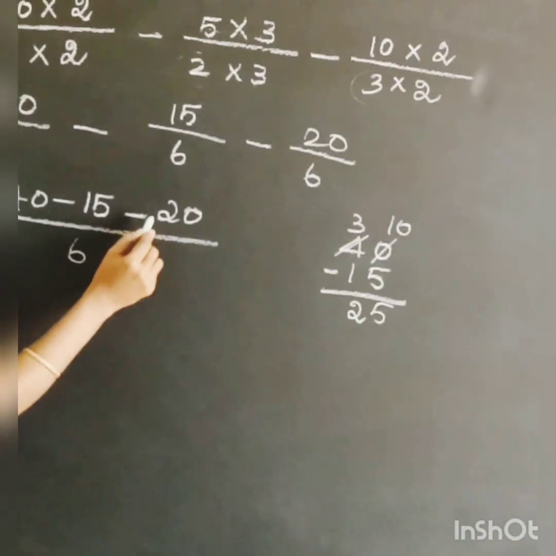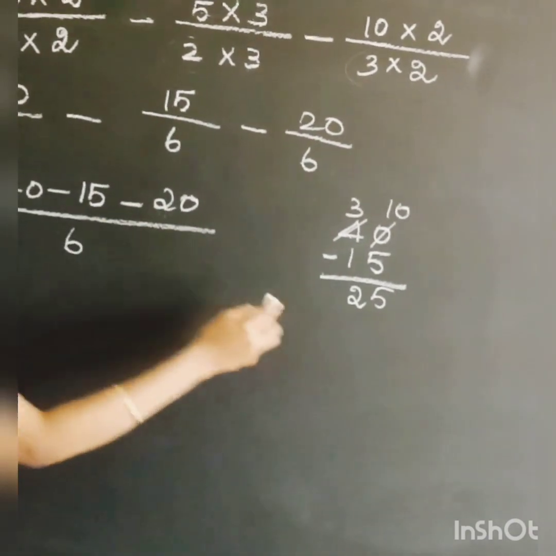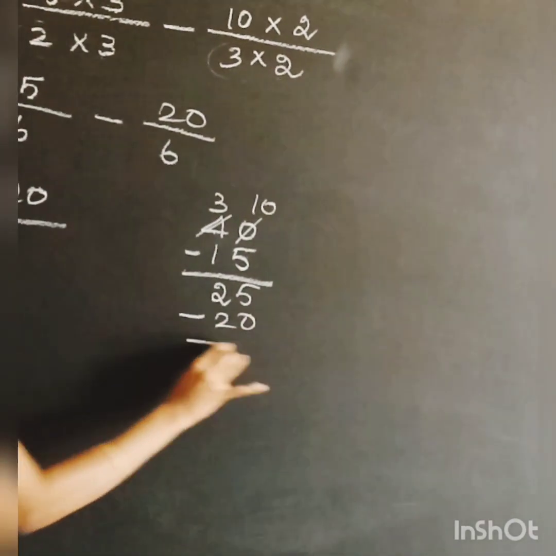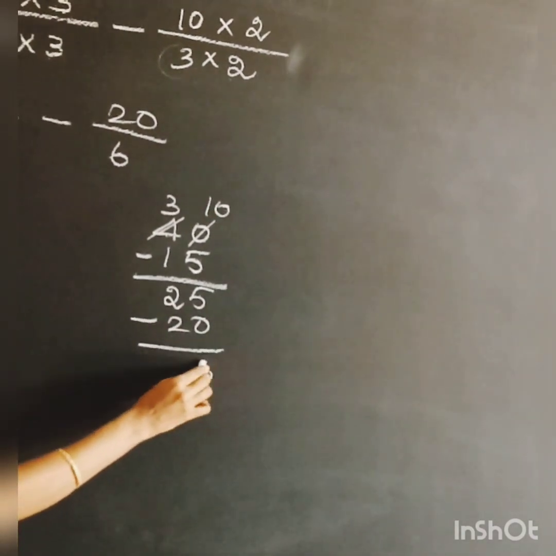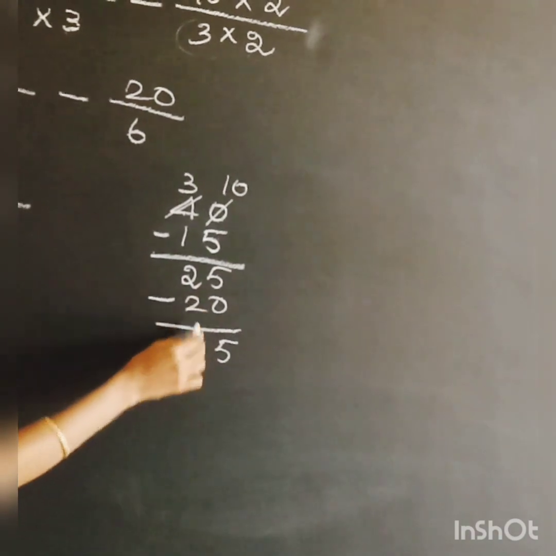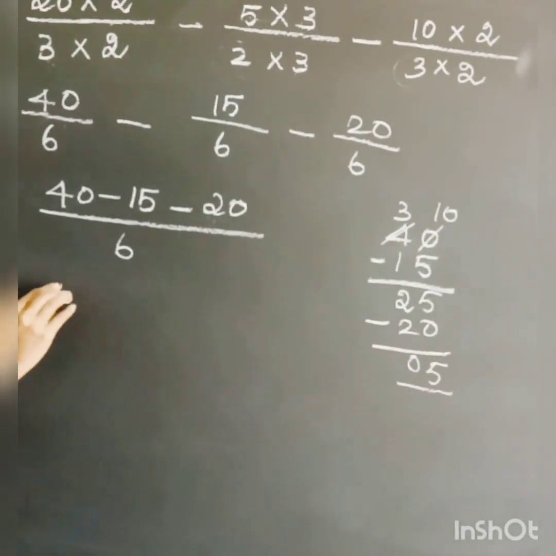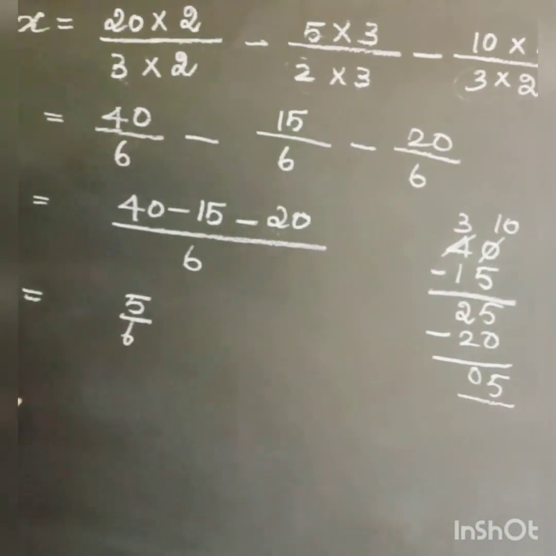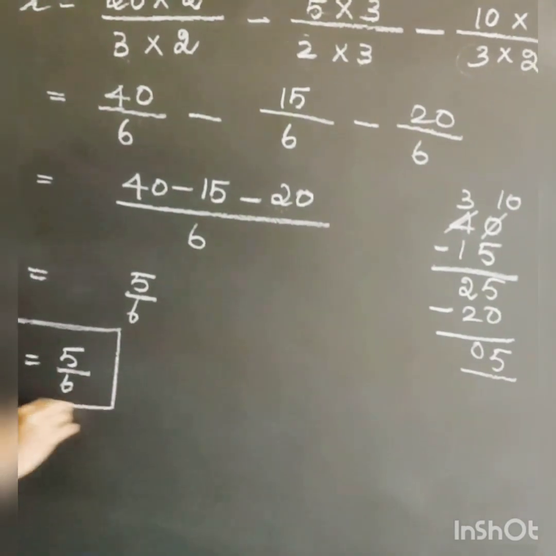And we have one more subtraction here, that is minus 20. Now we have to subtract 20 and get the answer: 5 minus 0 is 5, 2 minus 2 is 0. So what is your answer? It is equal to 5 divided by 6. That is, x equals 5 divided by 6. This is the answer of the third sum.